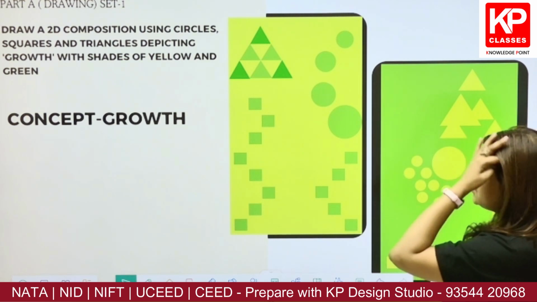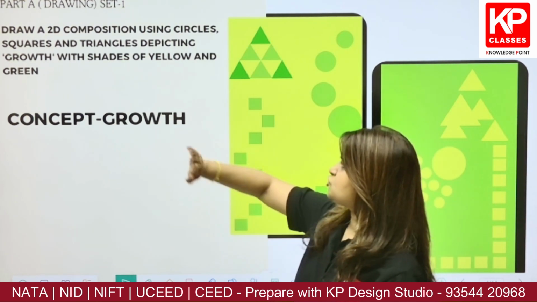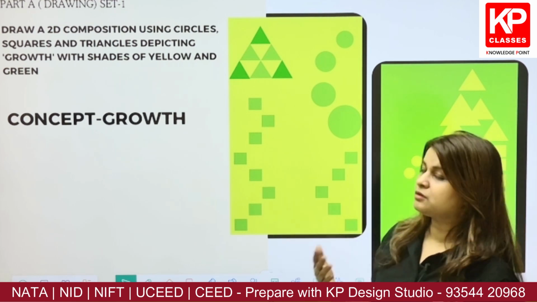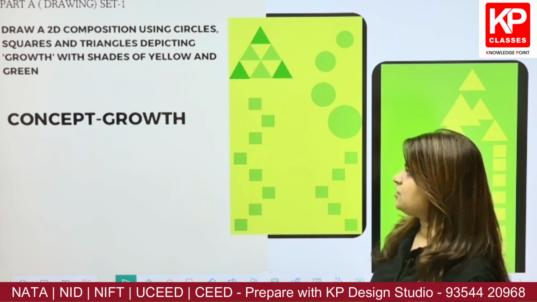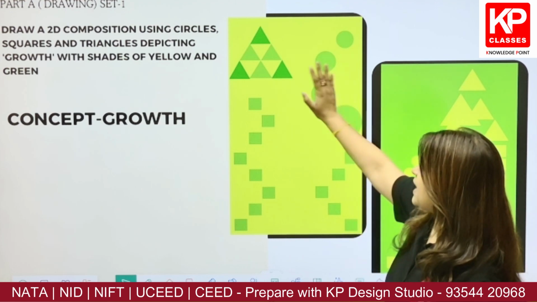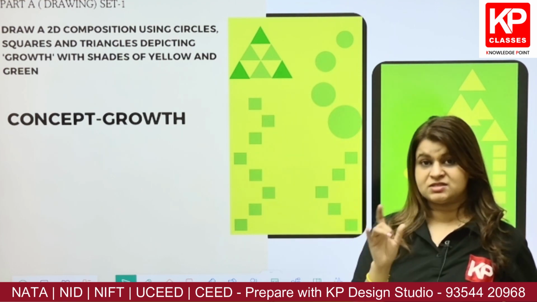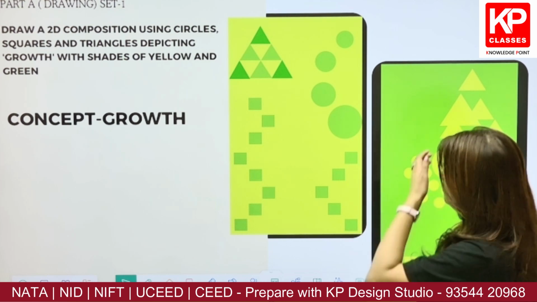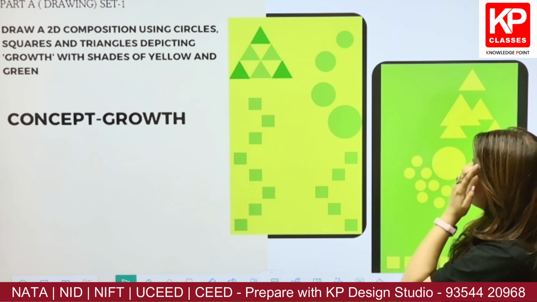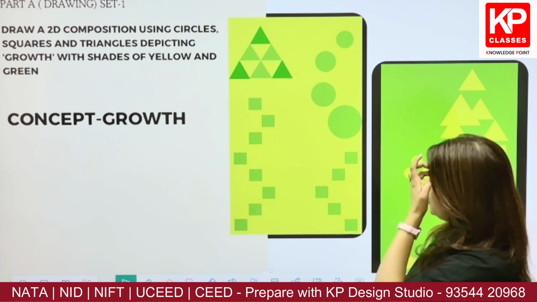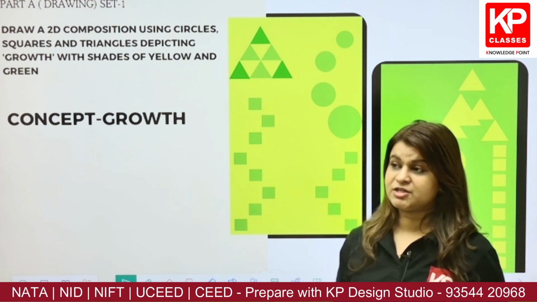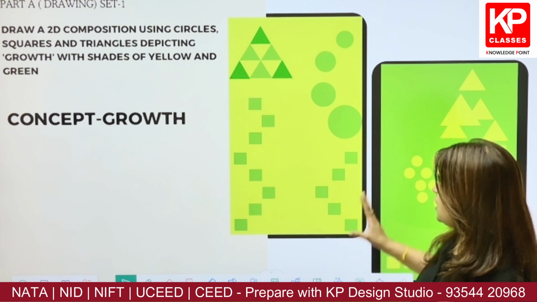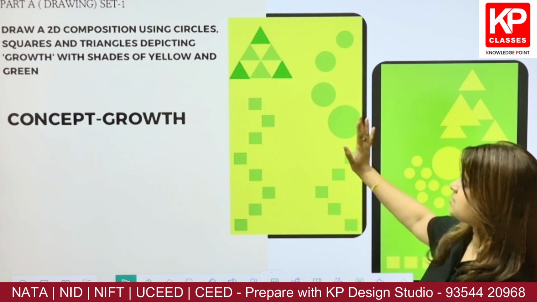So let's get started. This is the first question, which says draw a 2D composition using circles, squares and triangles depicting growth, with shades of yellow and green. You can definitely use different shades of yellow and green. You don't have to just stick to one particular shade. It's up to you how you want to show growth. For me, the growth was more like a movement in a particular direction and also multiplication, and also growth in terms of sizes.